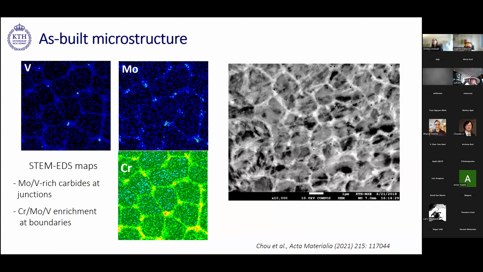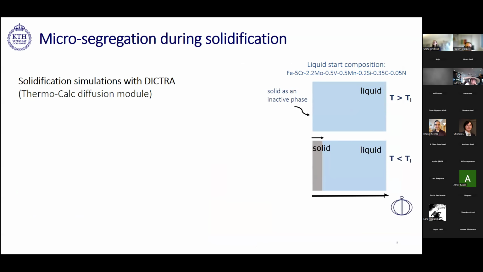The first thing we wanted to do was to see if we can use computational tools to predict the structure and capture this segregation during solidification. And for this we used the diffusion module within the Thermo-Calc software package, DICTRA. DICTRA solves the multi-component diffusion problem in one dimension. In order to do a simulation with DICTRA, we need a CALPHAD input. So we need the thermodynamic descriptions, and we need the diffusion mobilities. And DICTRA assumes a sharp interface.